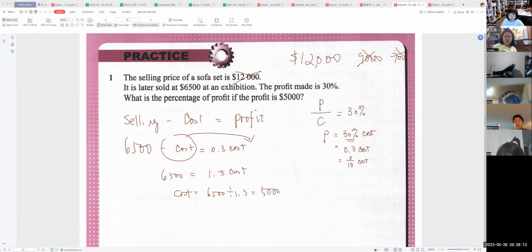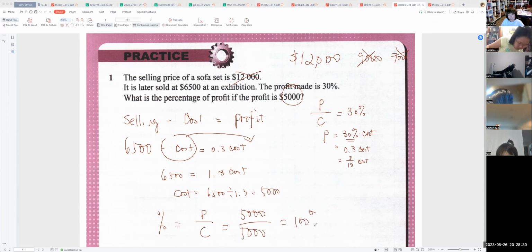OK, so cost 已知道了。他说，What is the percentage of profit if profit is 5,000？那你看，the percentage of profit 怎么算的？是不是 profit divided by cost？那 profit is 5,000，cost 也是 5,000，那 the percentage what? 100%. Get it? Understood, everybody?